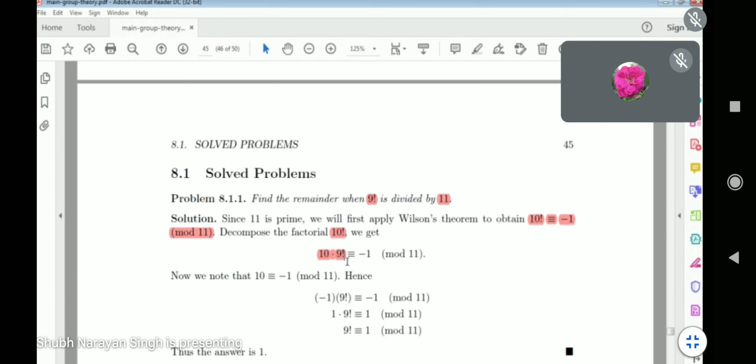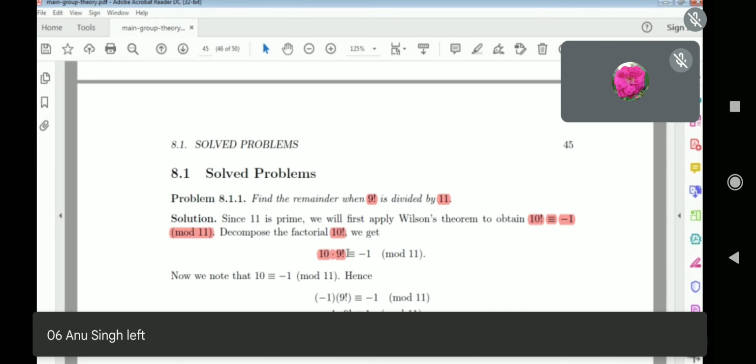Now, suppose we somehow remove 10 from the left side of this equation, then what will we get here? That will be the remainder. The positive number which is less than 11 will be the remainder here. So we try to remove this 10 from the left side. There is a method: I will try to find the inverse of 10 modulo 11.